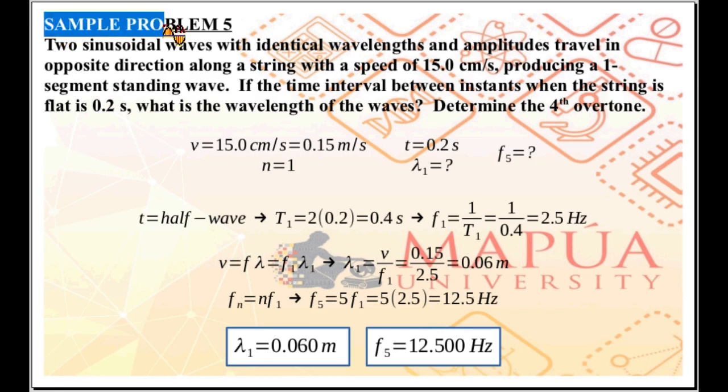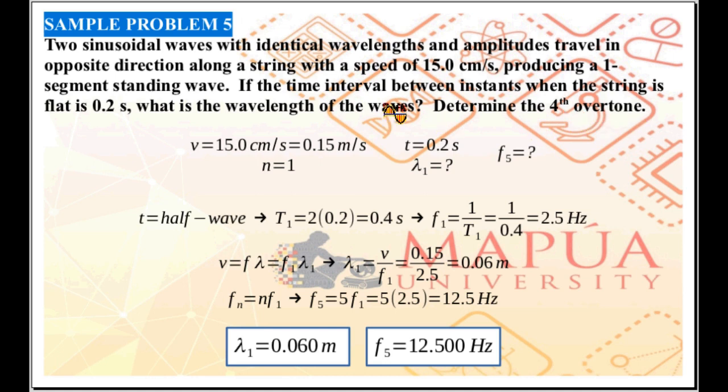And we have sample problem number 5. Two sinusoidal waves with identical wavelengths and amplitudes travel in opposite directions along a string with a speed of 15 centimeters per second. This is exactly the condition for standing wave formation. A one-segment standing wave is produced. If the time interval between instants when the string is flat is 0.2 seconds, what is the wavelength of the waves? Determine the fourth overtone.